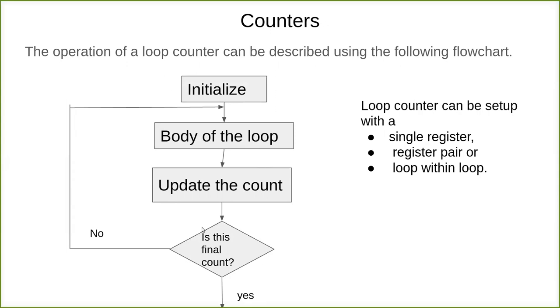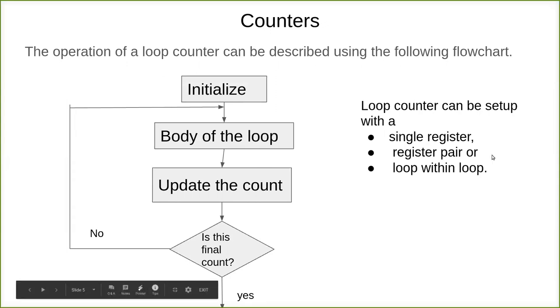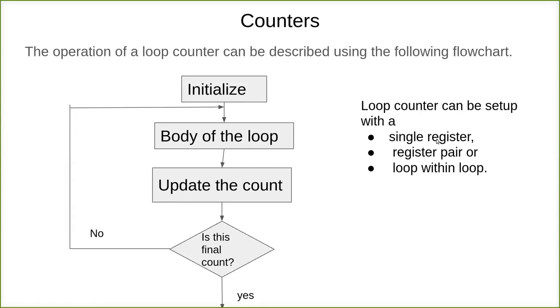A loop counter can be set up with a single register or a register pair. A single register means just B; you can select the B register or C register or D and so on, an 8-bit register. When I say register pair, B and C together form a 16-bit register, D and E together form a register pair, and H and L together form a register pair. Likewise, you can use a loop within a loop. So we will see all these techniques.